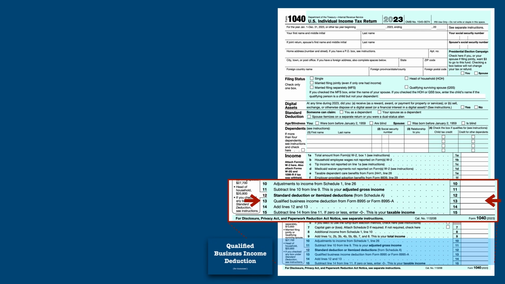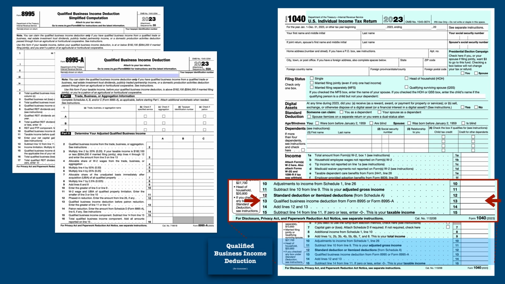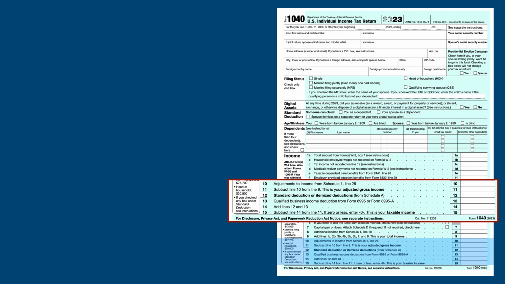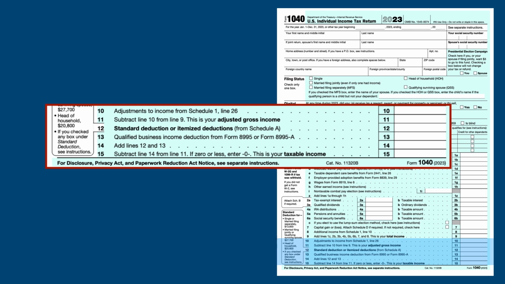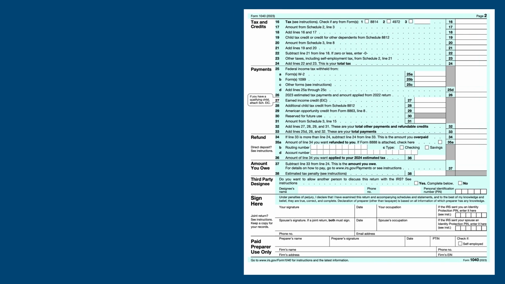If you have qualified business income, your qualified business income deduction shows up on line 13. QBID is calculated on Form 8995. I promise I'll get to a video on Forms 8995 and 8995A just as soon as I can figure out how to oversimplify them. After your adjustments and deductions are subtracted from your total income, you'll arrive at the final figure on page 1 of Form 1040, your taxable income. From here we move on to page 2.